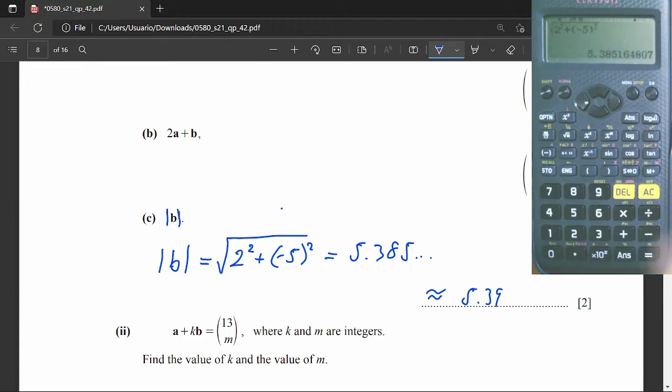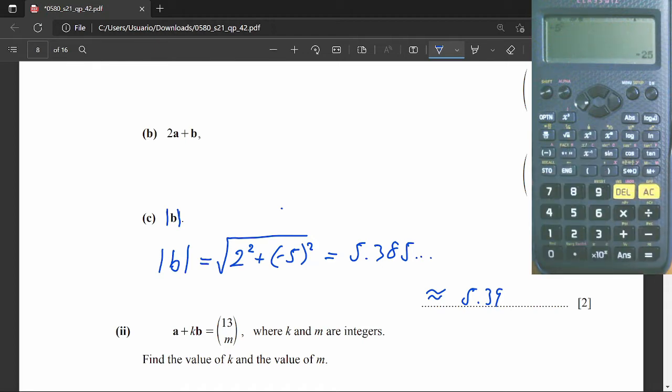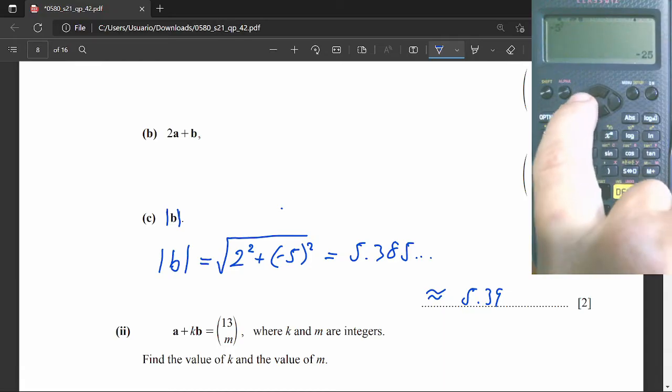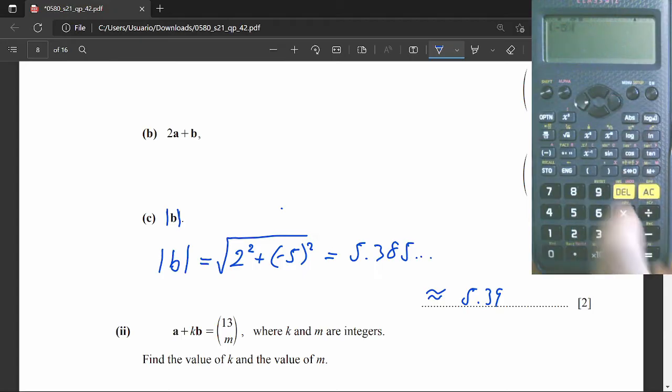5.39. Just a quick show you what happens if we don't put that negative into brackets. Well, then we get a negative 25, which is wrong, because it only squares the 5. We need to make sure we square the negative as well to get a positive 25.